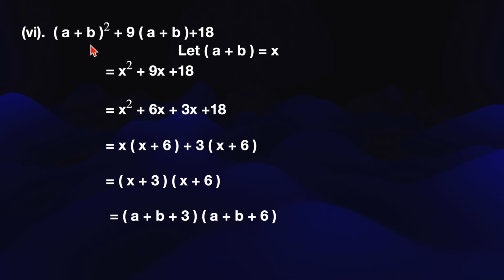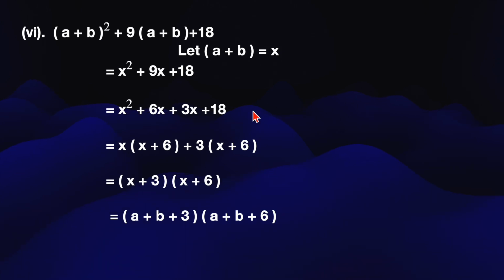Next sum, a plus b the whole square plus 9 into a plus b plus 18. So here let a plus b be x. Substitute here. So you get x square plus 9x plus 18. So we have simplified this polynomial like this. Now this is easy to do. You are going to split the middle term. So 6x plus 3x. 6 and 3 are the numbers which when multiplied give us 18, which when added give us 9. Now take out x common, you get x plus 6. Here take out 3 common, you get x plus 6 again. So x plus 3 into x plus 6.